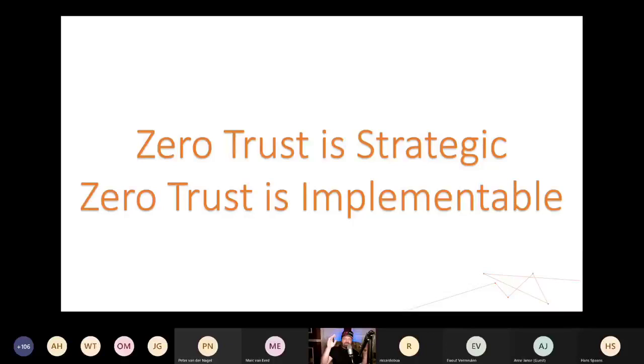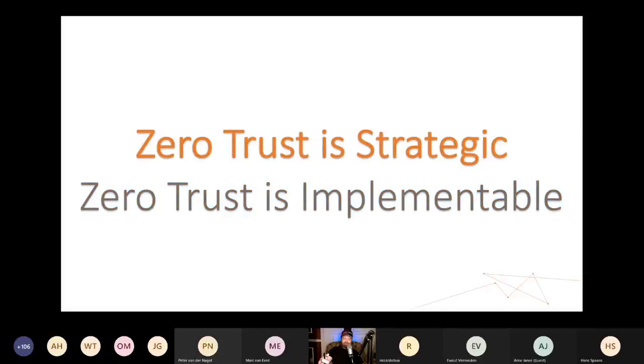Zero trust is strategic. It's designed to resonate to the highest levels of any organization. So you can talk to your CEO, your boards of directors, whoever that is. You could explain this to the leader of the Netherlands, and they would understand zero trust from a strategic perspective. But it's also implementable. You can do this, right? And you can do this at whatever state the technology is. Technology will always get better, and so zero trust will always get better because technology always gets better.